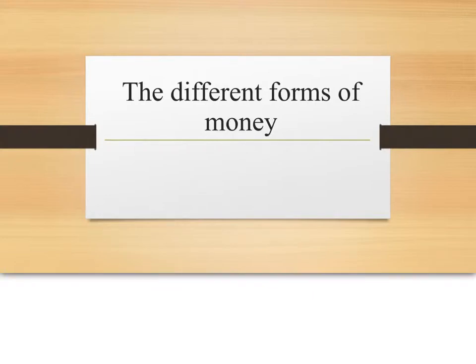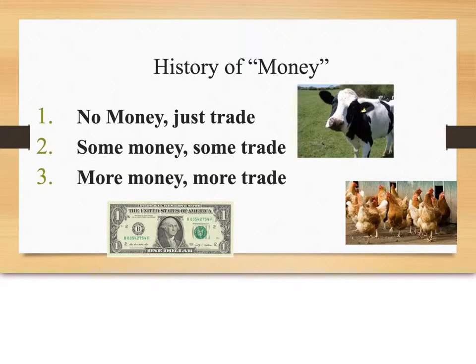This video is on the different forms that money can take. A real brief history of what we would call money. Thousands of years ago, there wasn't much money in circulation. I mean, the tribes, the groups of people just didn't need money. They trade, they subsistence farm, so there's no need for money. So there's very, very little trade.